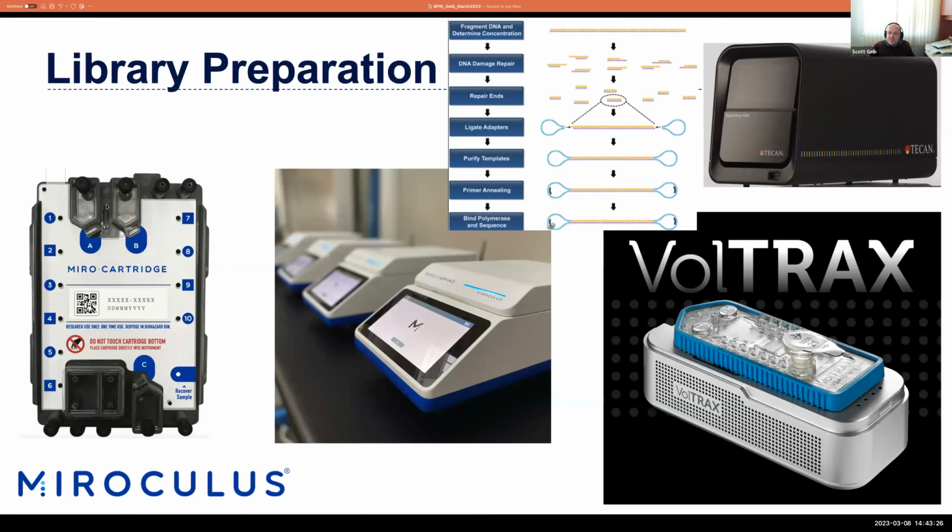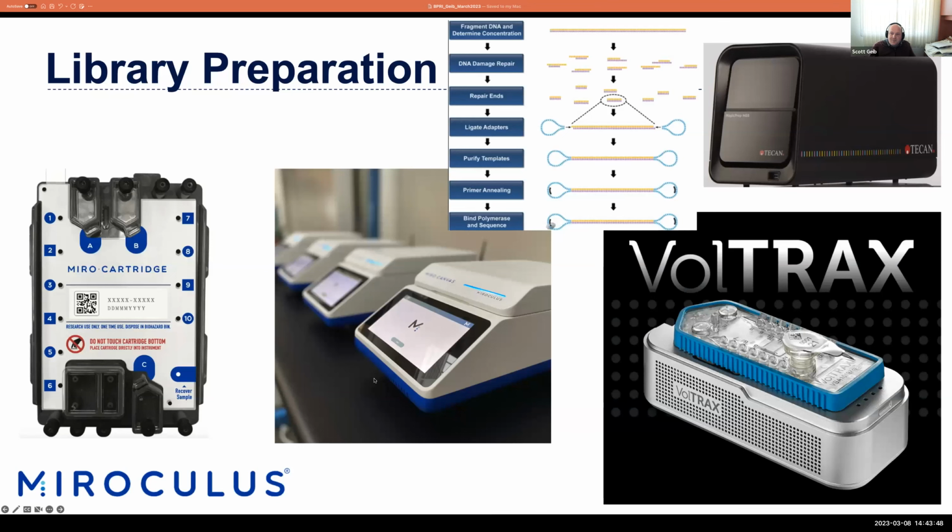On the library preparation side, you're normally fragmenting the DNA, doing damage repair, end repair, ligation, purifying, primer annealing, binding the polymerase, and then you get to sequence. So it's a lot of steps. The new Revio sequencer can sequence 4 cells a day, 24 cells a week. So that's a lot of extraction, a lot of library prep and things like that.